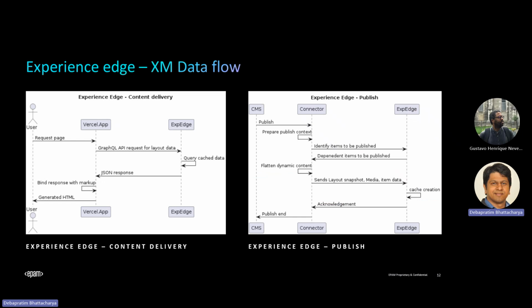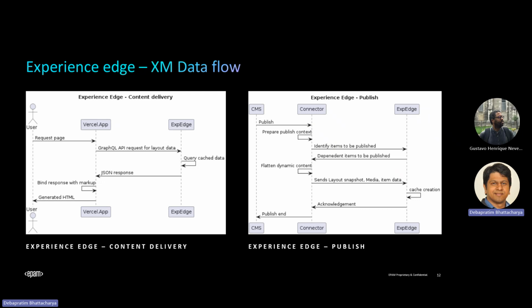Okay, Experience Edge. Now, for the XM data flow, it's very important to understand how data flows when we are using this particular architecture. So let's talk about the content delivery. What's happening when a user is requesting a page? The request is initially passed on to the Vercel front-end app that we have hosted in Vercel. The app will then, based on the page request, try to figure out what all components it needs to render.